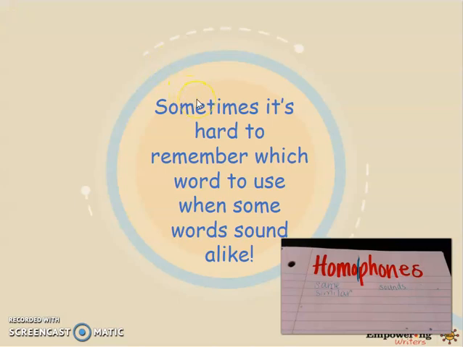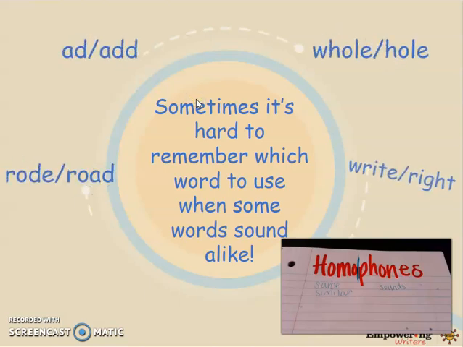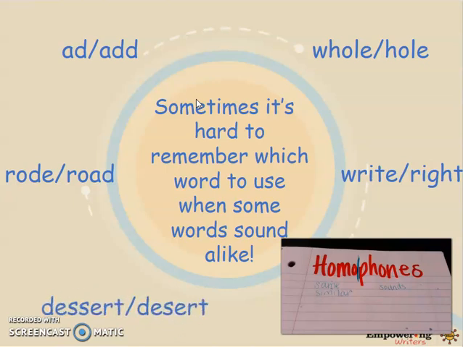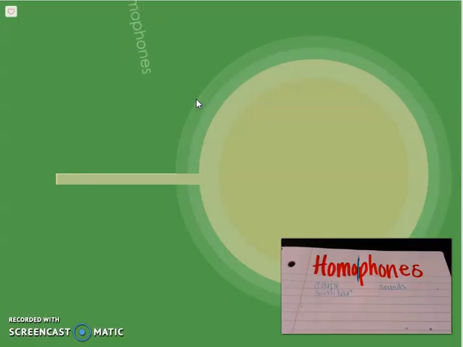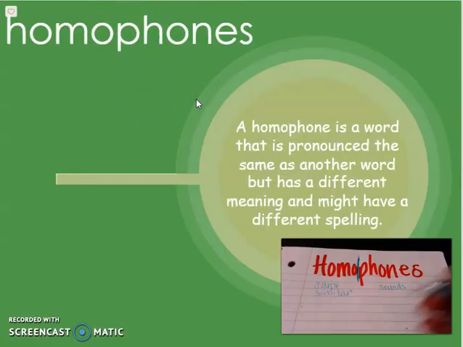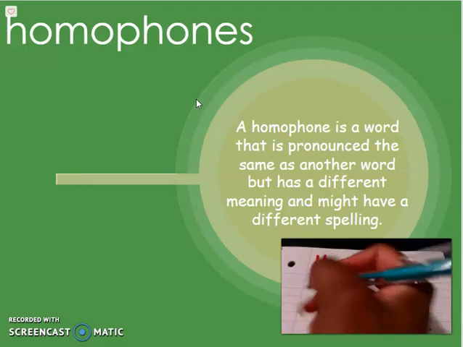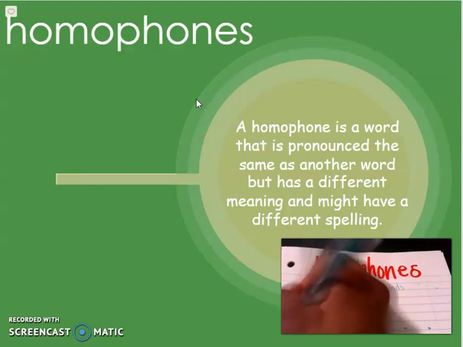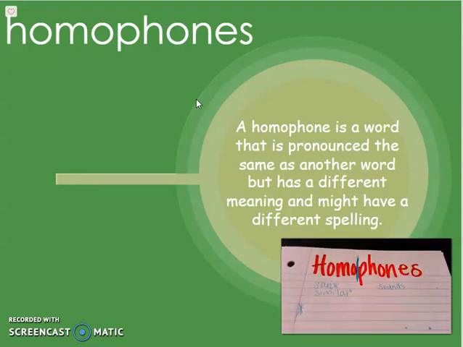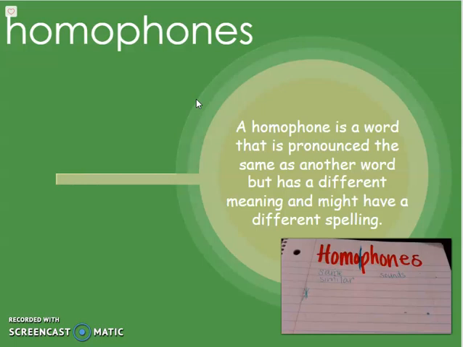And sometimes they can be hard to remember, but we are going to study a couple of them so that you don't make mistakes. So words like add and ad, whole and hole, right and write, road and rode, desert and dessert, or past and passed are words that we are going to focus on today. I do want you to write this definition into your notebook. A homophone. I'm going to put a little star. You can put a star. And you can pause the video to write this definition.